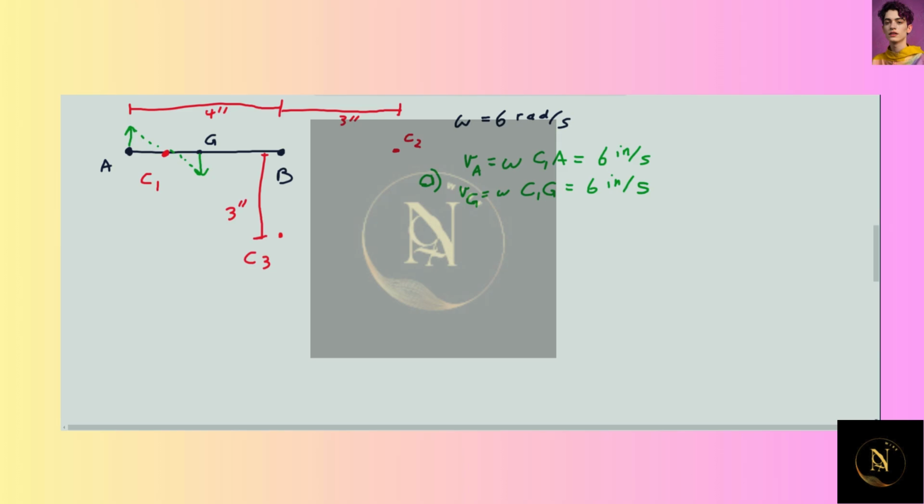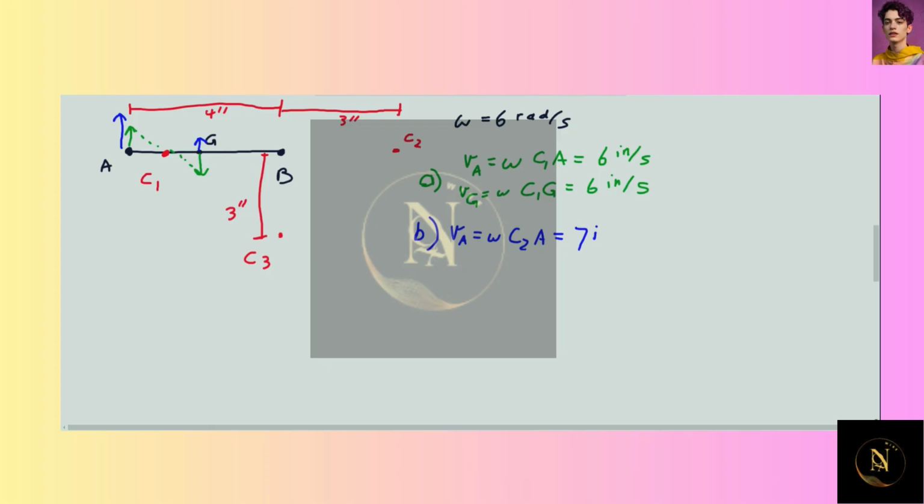The next case will be at C2. So now we will have a velocity of G that is up, but slightly smaller than it is for B, which will be further up. And I wrote those velocities in blue this time. So now the two velocities will be a little bit different. VA will be omega times C2A. And C2A will now be 7 inches because it's this 3 inches on the right plus the entire length of the bar, which is 4 inches.